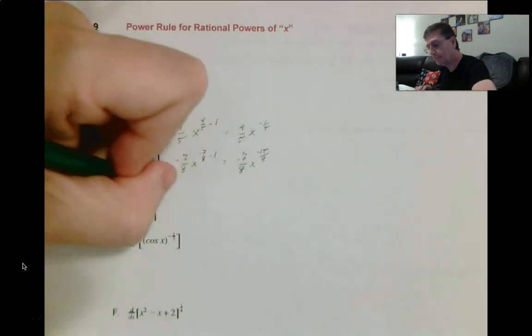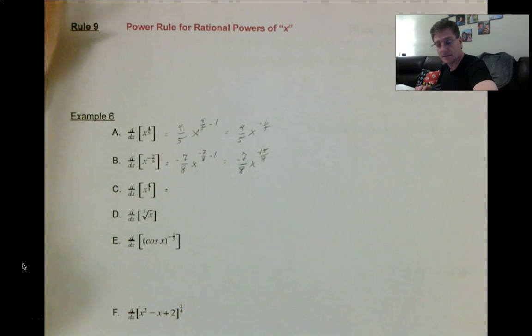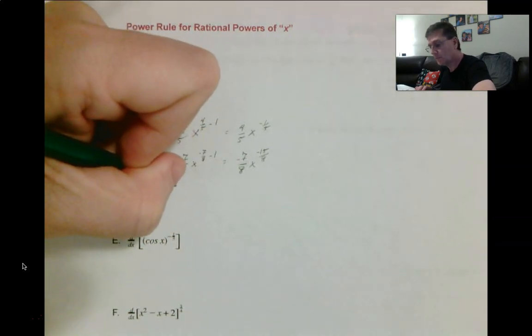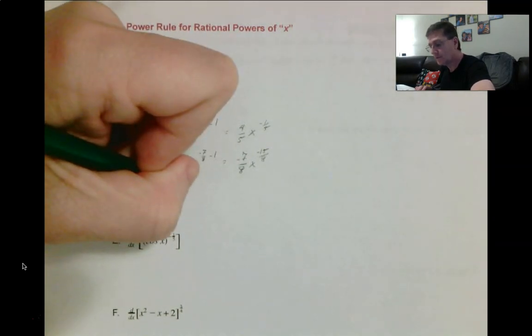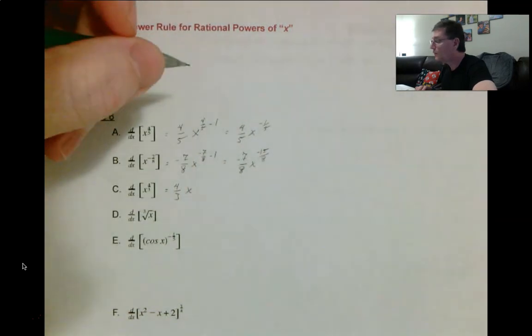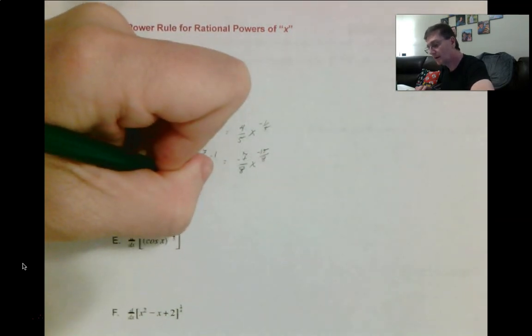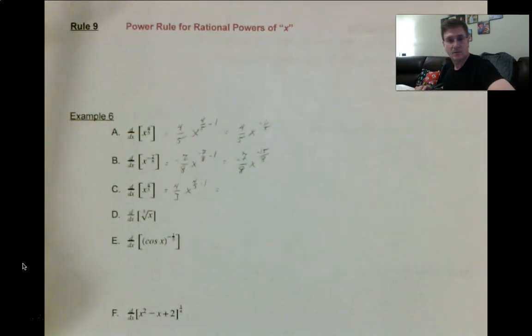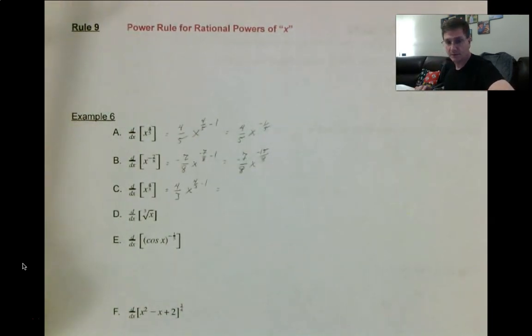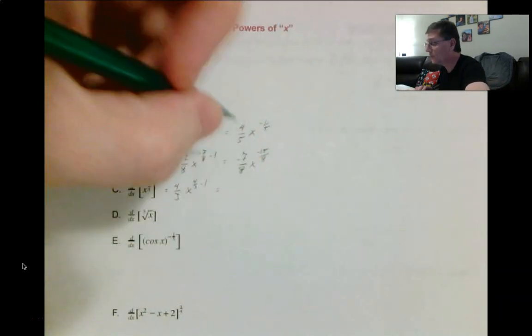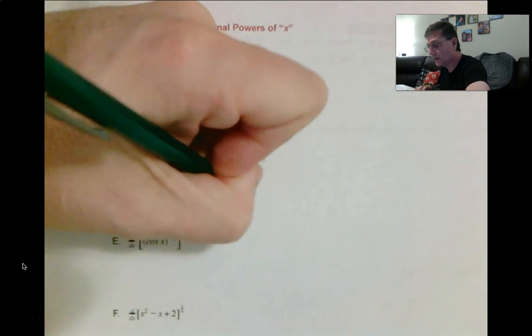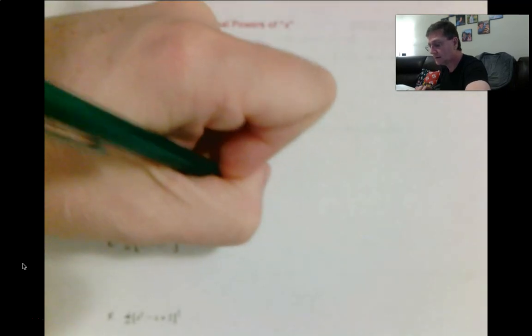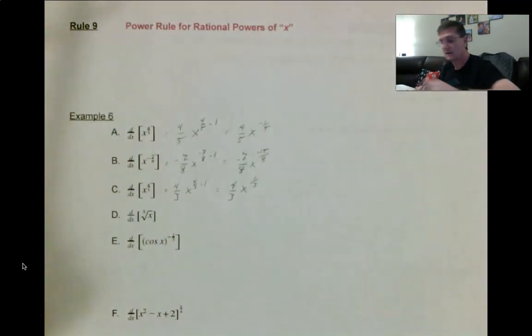Part C. Take the exponent, put it out in front. 4/3 x to the 4/3 minus 1. 4/3 minus 3/3 is 1/3. So 4/3 x to the 1/3.